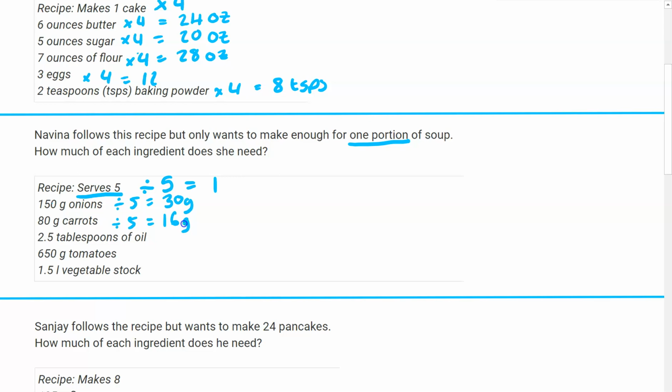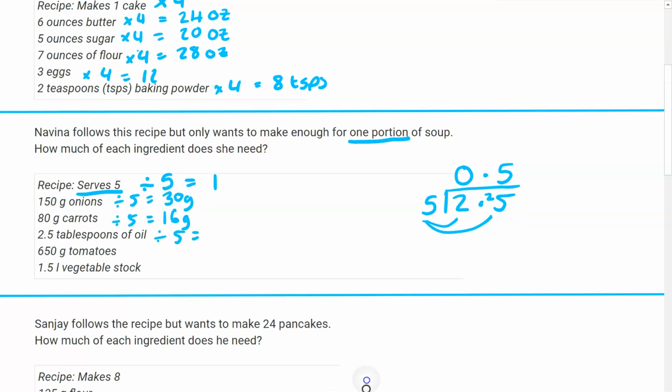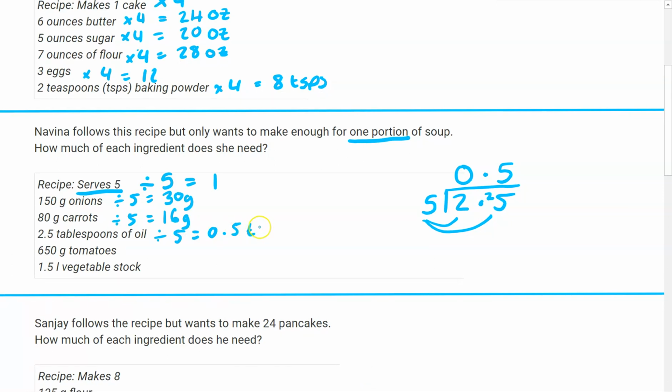Now, this one's quite tricky. It's going to be decimal. What do you reckon 2.5 divided by 5 is? We could do our little bus stop method. So 2.5 divided by 5. 5s into 2 don't go. Carry 2. 5s into 25 is 5, and don't forget to put the decimal. So if we divide this by 5, oops, not by 0, by 5, we get 0.5 tablespoons, so TBS is tablespoons, of olive oil.